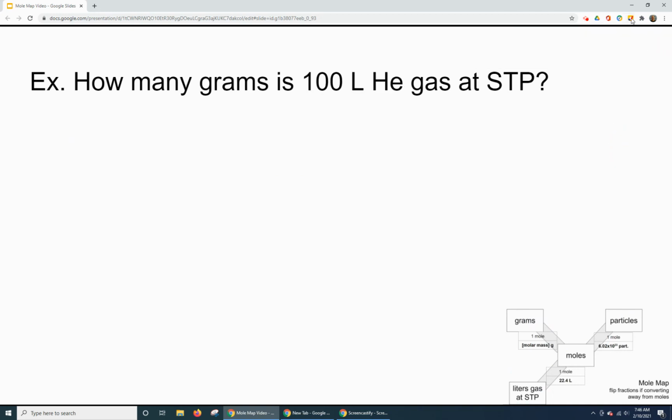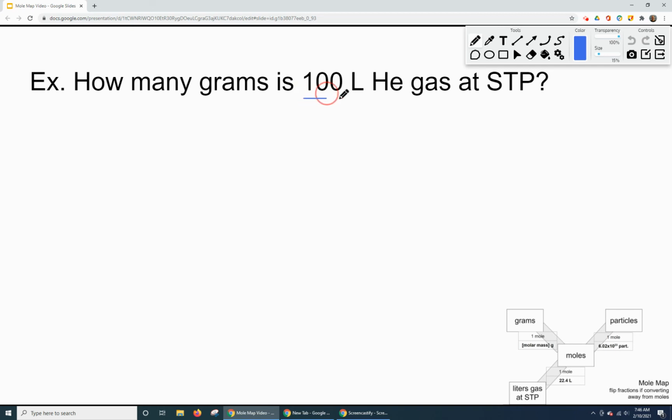All right. Last problem here. This one, I'm going to get you guys started just by analyzing the problem, and then I want you guys to finish it up. So we have 100 liters of helium gas, and we want to get to grams. Down on the mole map, I'm starting with liters of gas, and then I want to go to grams. So I'm going to put the 100 liters in the numerator, and this time I'm going to have to go through 2 conversion factors.